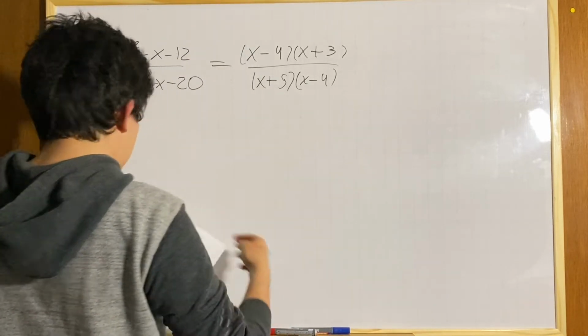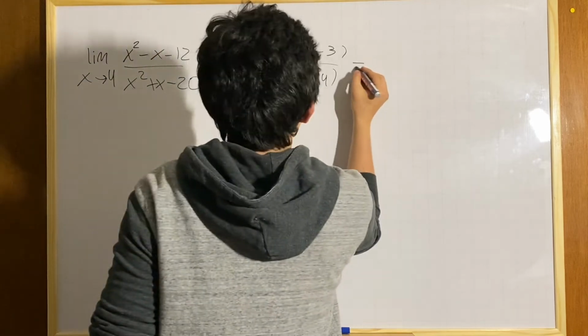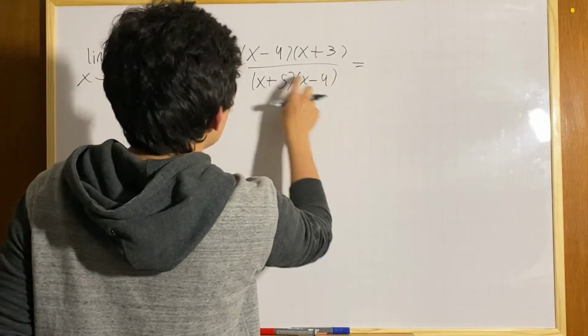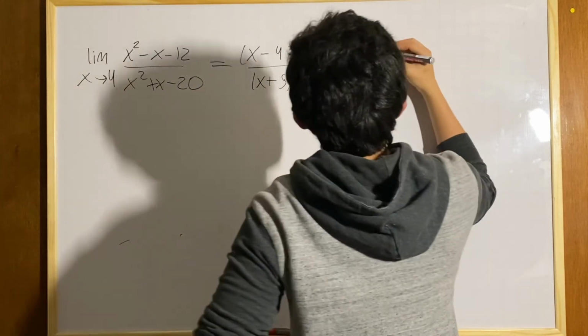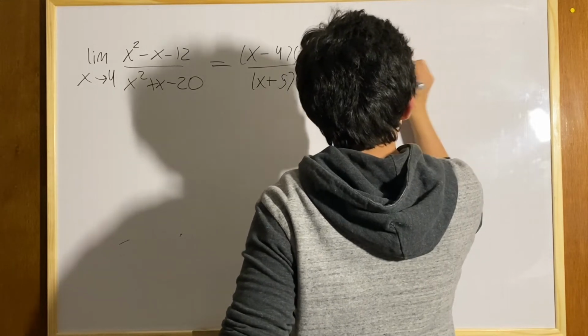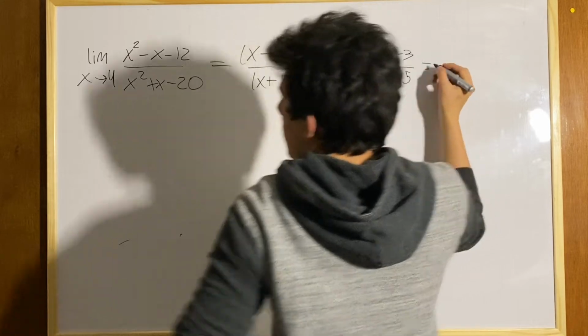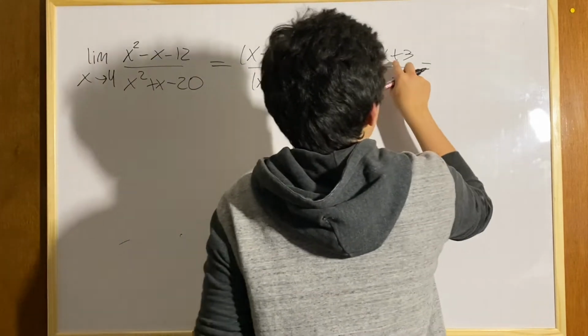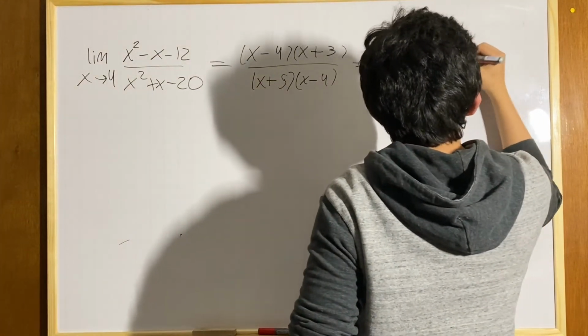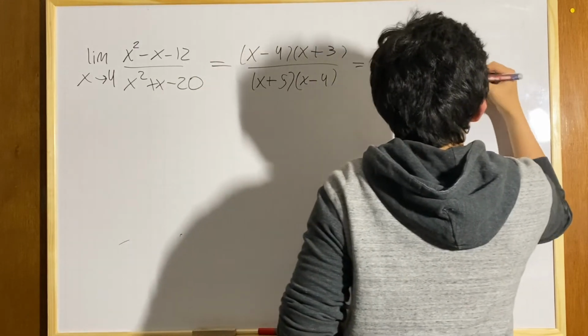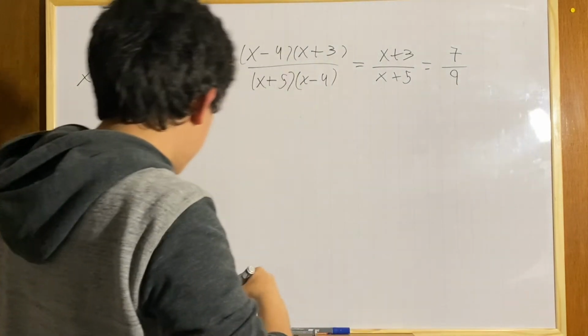So, I haven't solved it yet. And we have these, how do we cancel out? These two cancel out, and we would get x plus 3 over x plus 5. We plug in 4 in there, we will get 4 plus 3, that's 7 over 9. This is your answer.